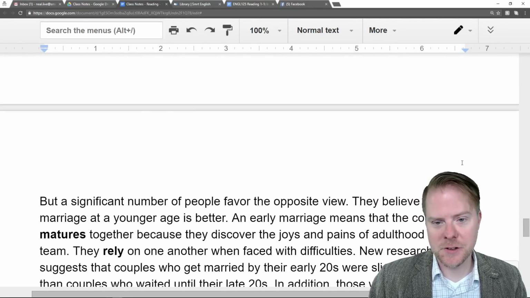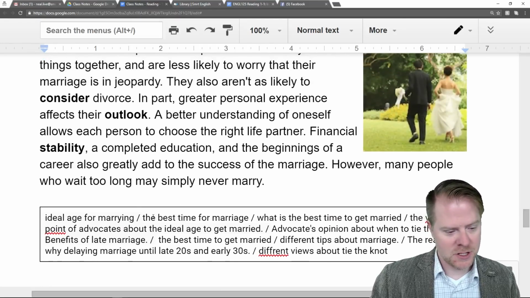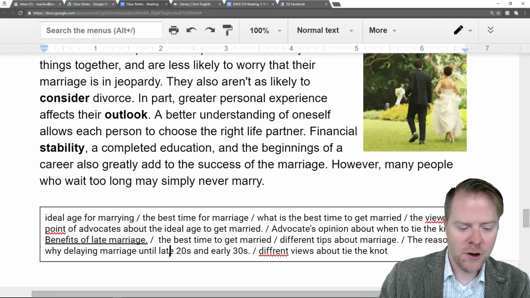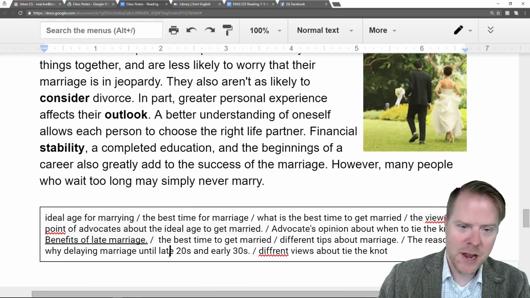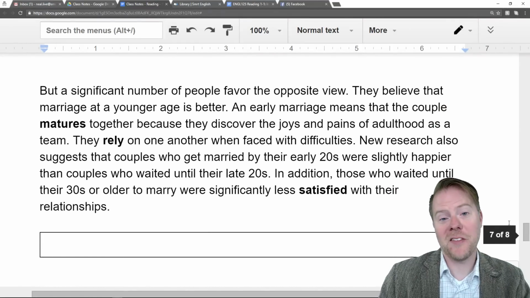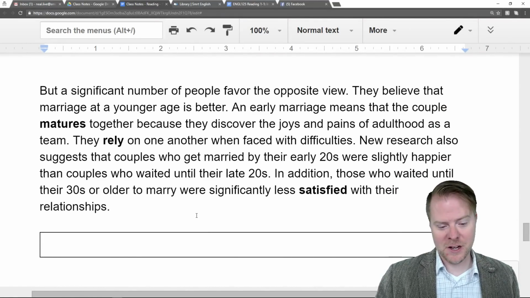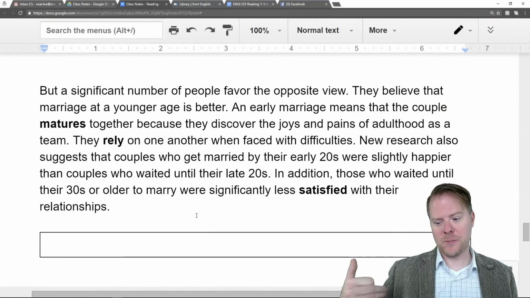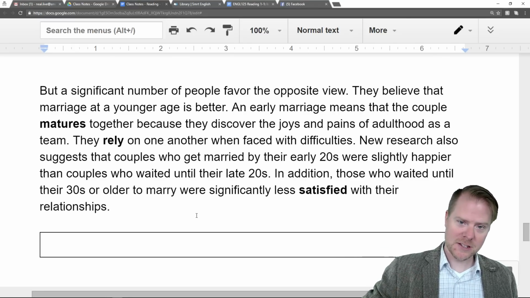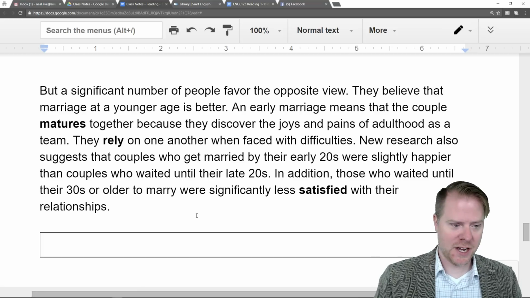Here's something to consider though. Maybe the best summary of this one is benefits of late marriage. And I know you didn't know this yet, but coming up next is a paragraph about the opposite point of view. So we read about the benefits of late marriage. Now we're going to see what advocates on the other side say.